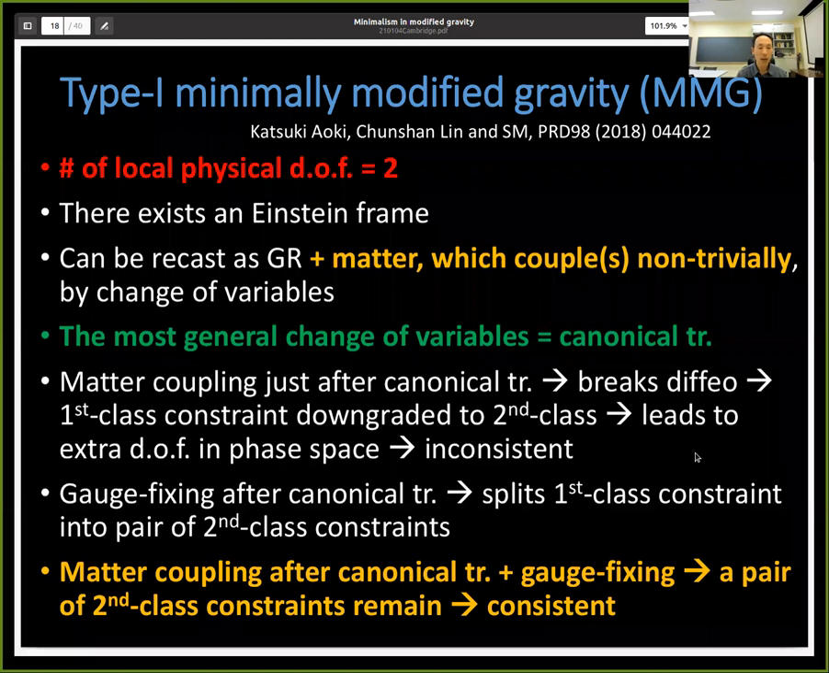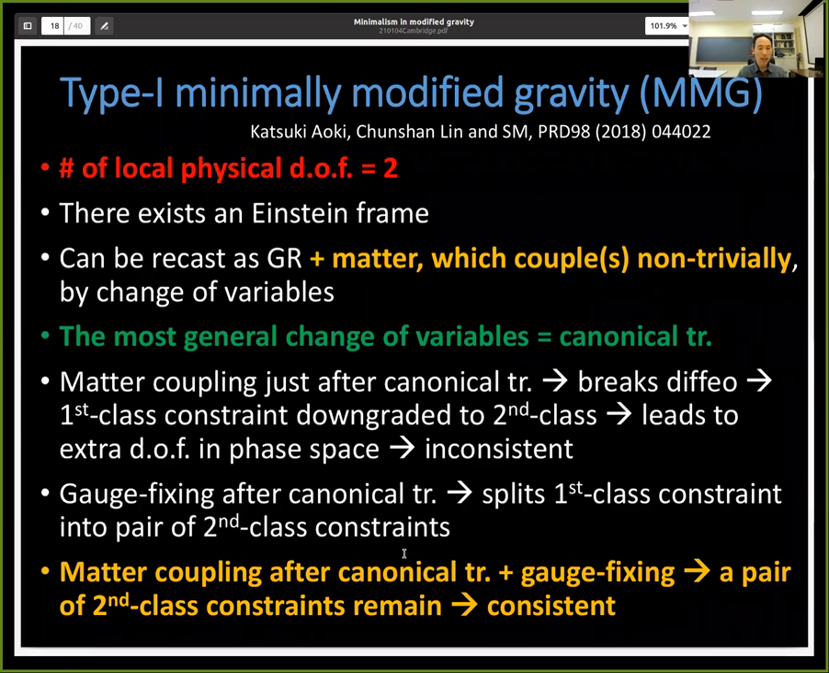However, there's a way out. We can just gauge fix after the canonical transformation, but before adding matter. In this case, the first class constraint splits into a pair of second class constraints. Then we can safely add matter. In other words, we break part of diffeo by ourselves. Then we still have enough constraints so that the number of degrees of freedom is still 2.